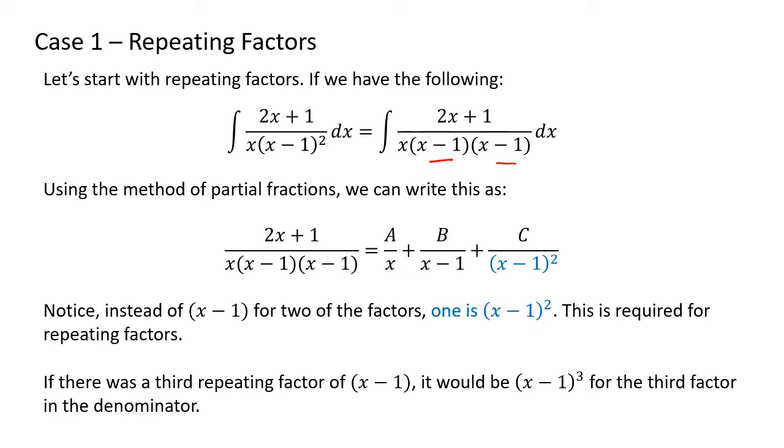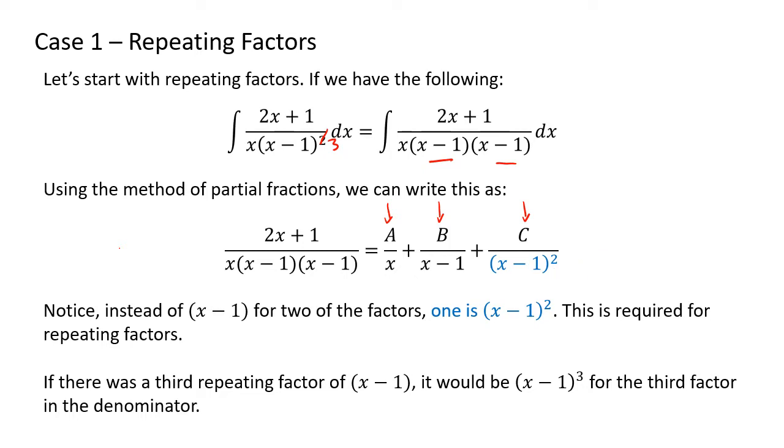So when we set up the partial fractions, we do it almost entirely the same, where we have a divided by the first factor, x, plus b divided by the second factor, x minus 1. But we have a plus c divided by, instead of just x minus 1, it's x minus 1 squared. For each duplicate factor, you have to then add the exponent. So if this was x minus 1 cubed, we'd have a third term that was d divided by x minus 1 cubed. Okay?